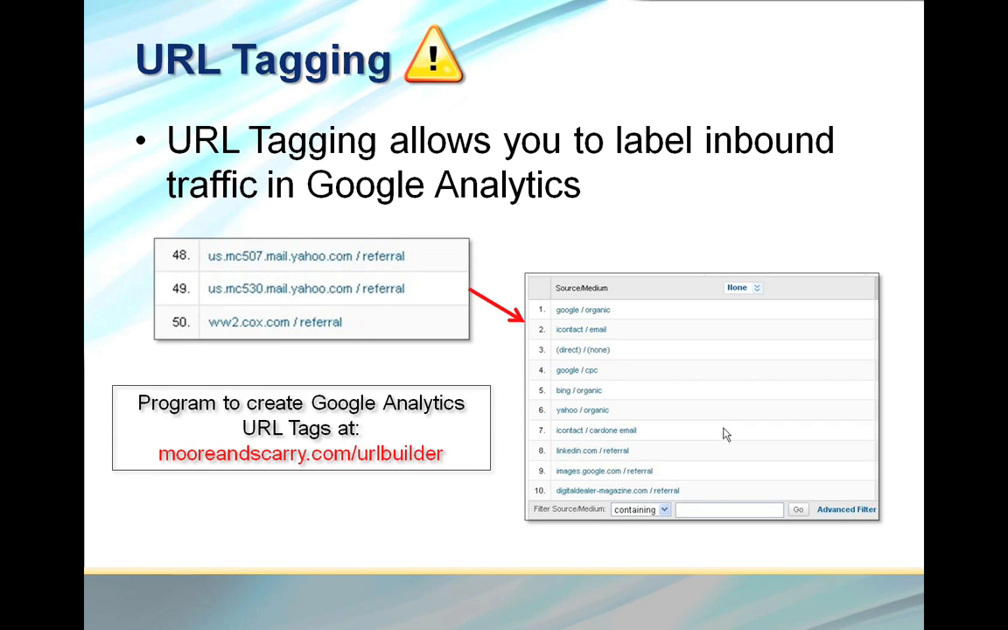So you may send out an email to 1,000 people and have 500 different traffic sources for that one email. What URL tagging allows you to do is actually code the links in your email so that when people arrive on your site, you tell Google Analytics exactly how you'd like it to show up in your analytics. I'm going to show you here. If you go to our site, you go to moreandScarry.com/URL builder. We have a little application that'll build those URLs for you. And I'll pull it up right here.